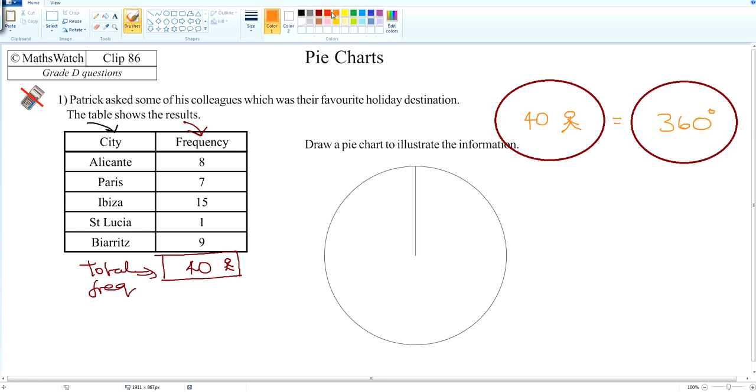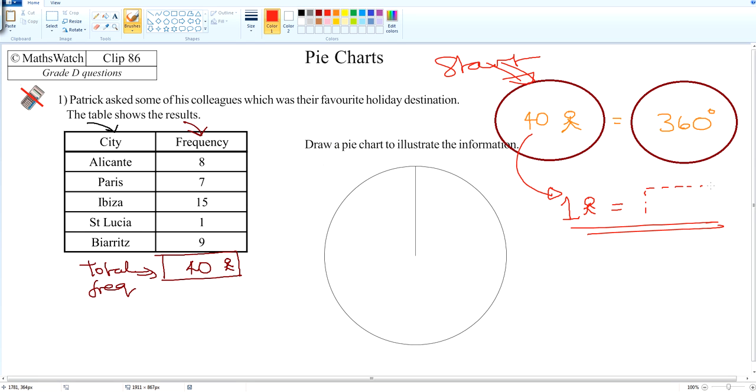Now what we need to work out is what each person's angle value is, how much they are worth on the pie chart. So we have to start from the people. We've got to work out from 40 the value of 1. Now this looks like a ratio question. What we do on the left hand side, we must do on the right. So 40 to 1, how do we get 40 to 1, using only the words multiply and divide? You can't use add and minus.